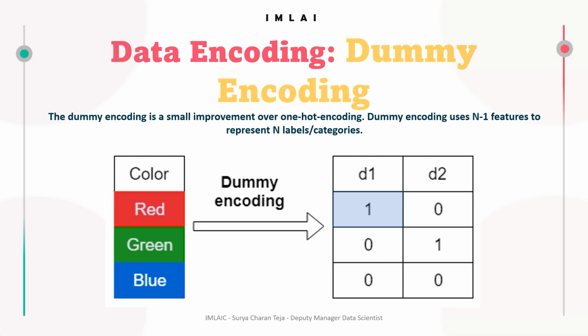But the main difference between one hot encoding and dummy encoding is this: if you have n categories in your variable, then n dummy features will be created in one hot encoding. If you have n categories in your variable, then n minus 1 features will be created when it comes to dummy encoding.